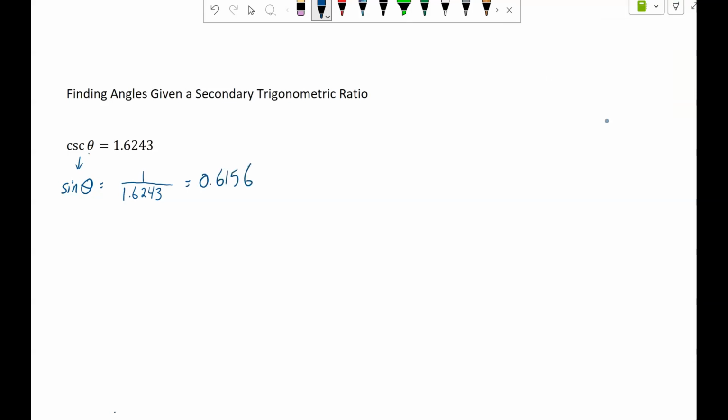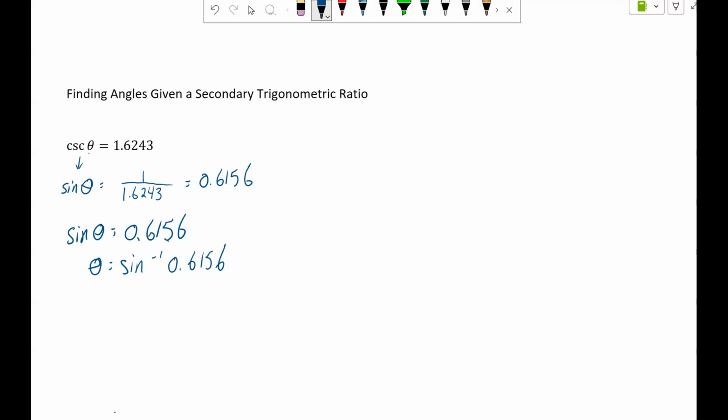So now we have a new equation that should look more familiar. Sine theta equals 0.6156. And this takes us back to the second type of trigonometric ratio equations that we looked at. So now how do I find theta? The correct way to solve for theta is to write that theta then is equal to the sine inverse of 0.6156.